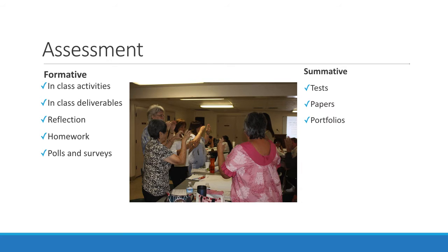Two different types of assessment are formative and summative. In formative assessment, in-class activities, in-class deliverables, reflection, homework, and polls and surveys fulfill this type of method. Summative assessment utilizes tests, papers, and portfolios to assess whether a learning objective was met or not.